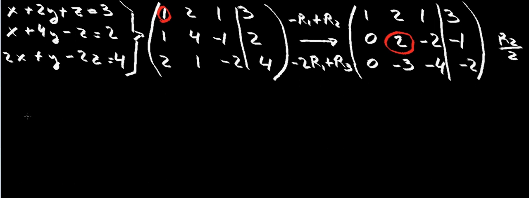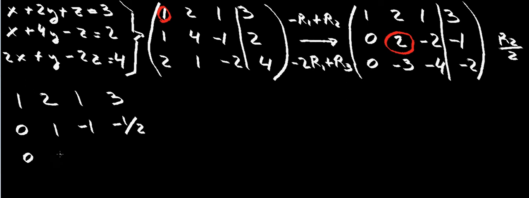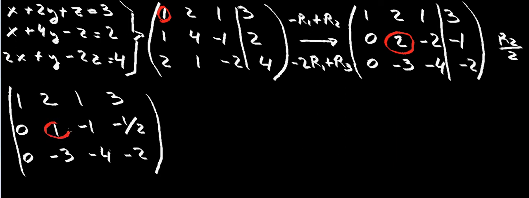Row 1 is not going to change. Row 2 becomes 0, 1, minus 1, and minus a half. And we can rewrite row 3. Now we're going to use that 1 that we just got as our new pivot. We're going to use it to get a 0 down here below the diagonal.